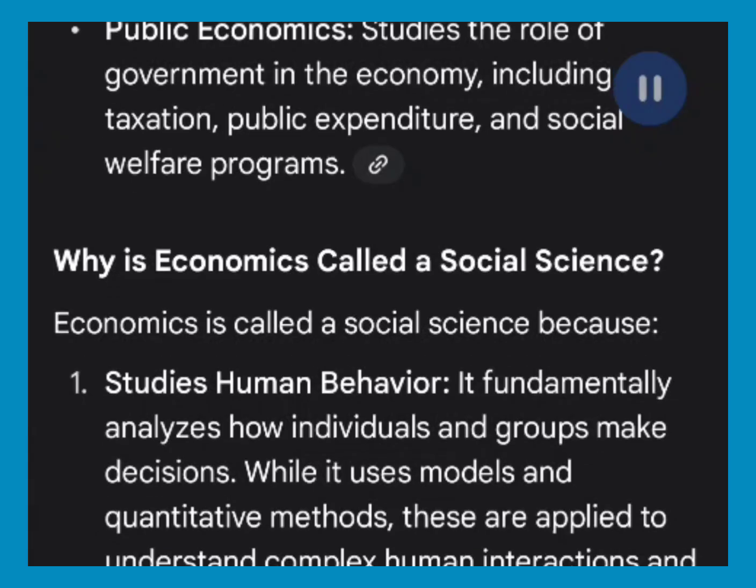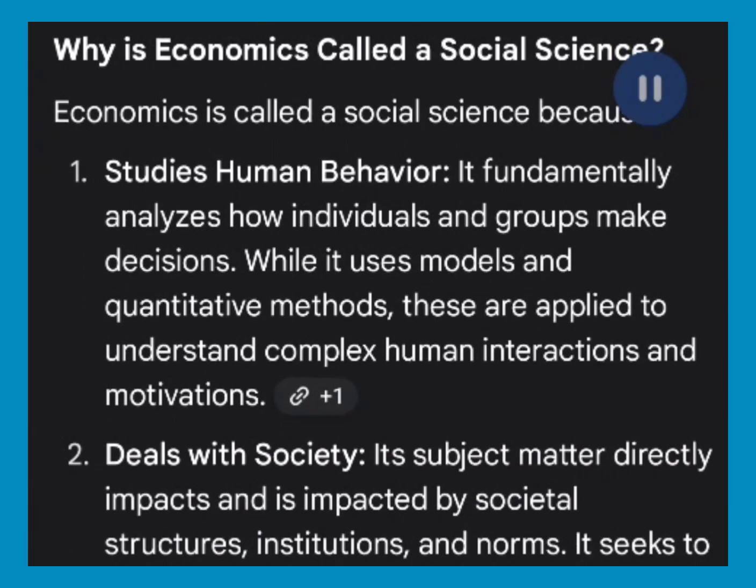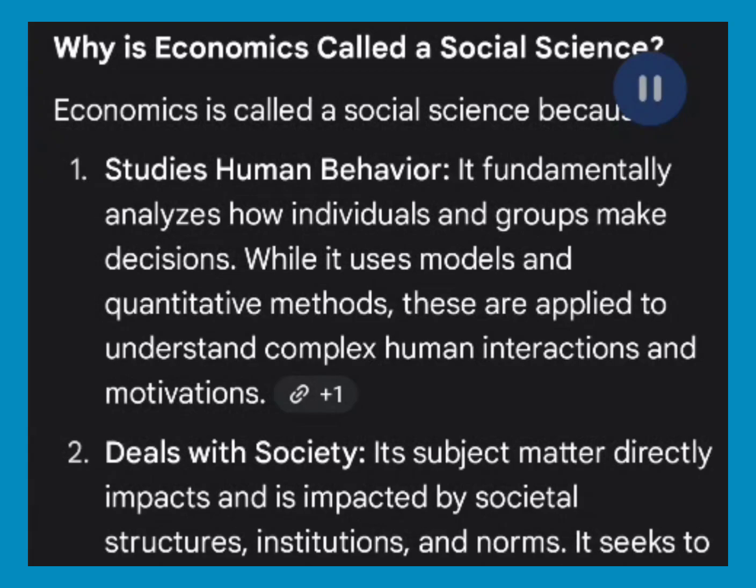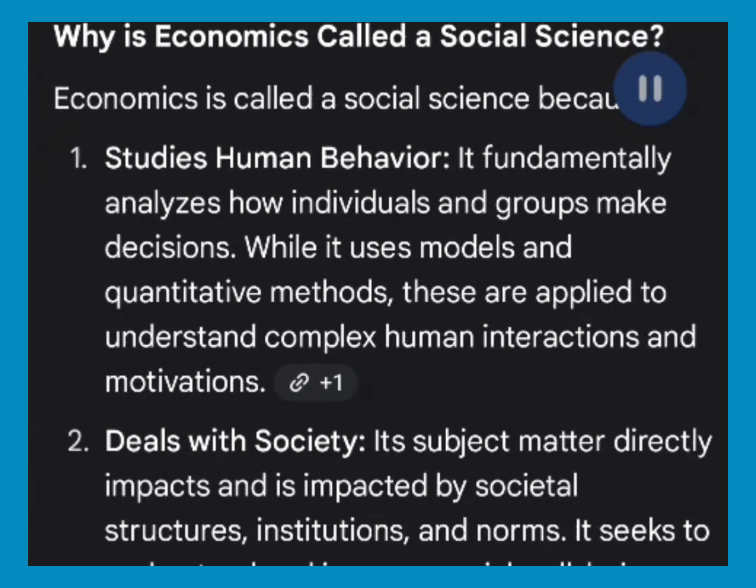Why is economics called a social science? Economics is called a social science because: 1. It studies human behavior. It fundamentally analyzes how individuals and groups make decisions. While it uses models and quantitative methods, these are applied to understand complex human interactions and motivations. 2. It deals with society. Its subject matter directly impacts and is impacted by societal structures, institutions, and norms. It seeks to understand and improve social well-being.